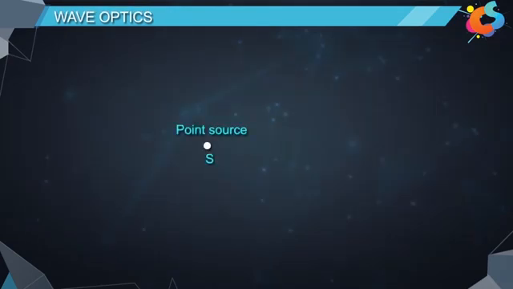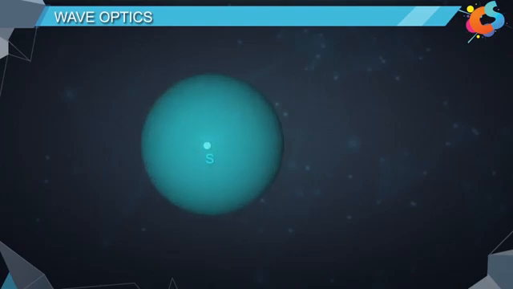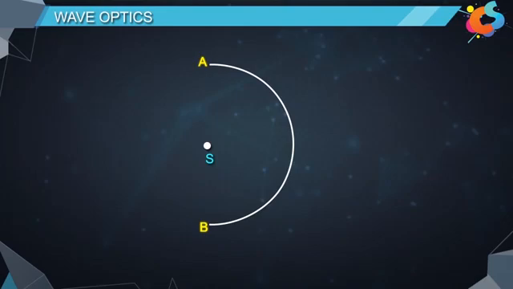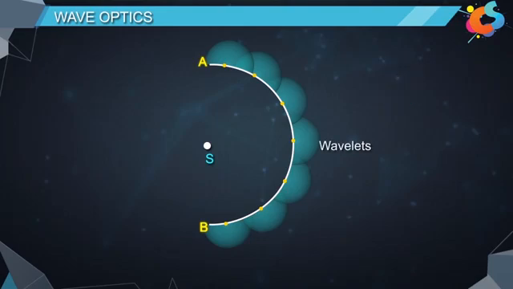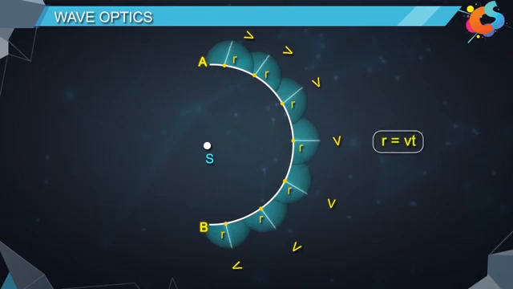Let us consider a point source S. The source S generates a spherical wavefront AB traveling away from S. Now, according to Huygens principle, each point along the wavefront AB is the source of new disturbance, and spherical secondary waves originate from these points which spread out in the forward direction. These secondary waves are called wavelets. If we assume that the medium is isotropic, then the velocity of wavelets will be the same in all directions. The radius of secondary wavelets is given by r equal to v into t.